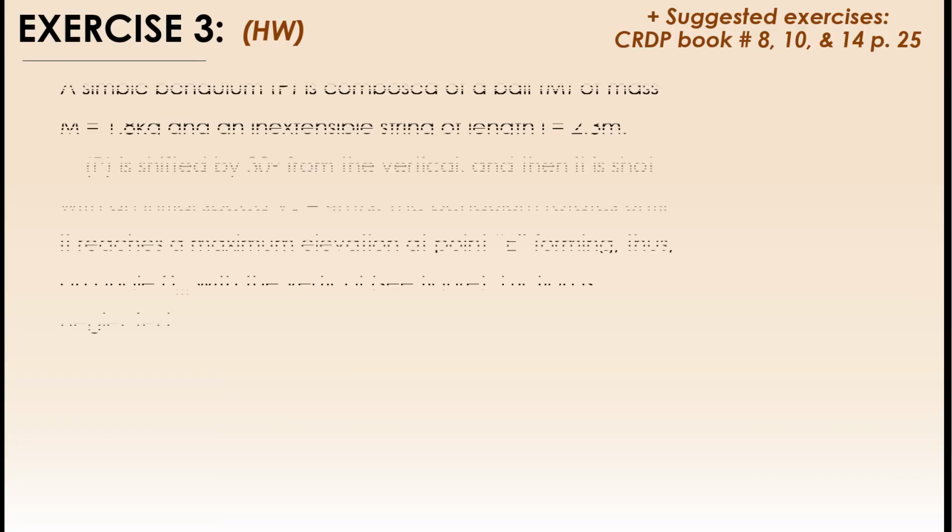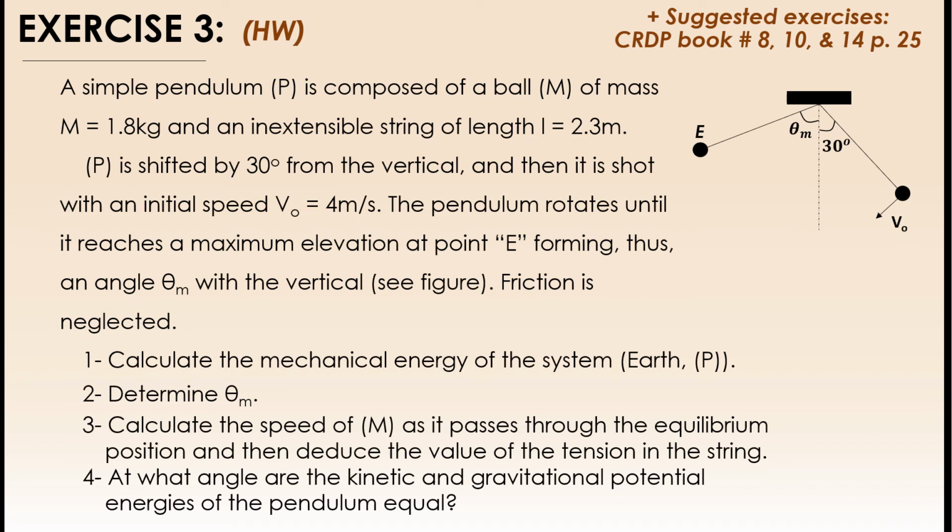Another exercise which can be solved as homework after you watch the solution of the previous application in the following video. We have a simple pendulum which is composed of a ball of mass m and an inextensible string of length 2.3 meters. You can see that in the figure. P is shifted by 30 degrees from the vertical and then it's shot with an initial speed of 4 meters per second.